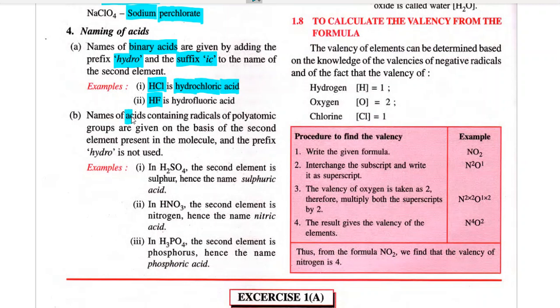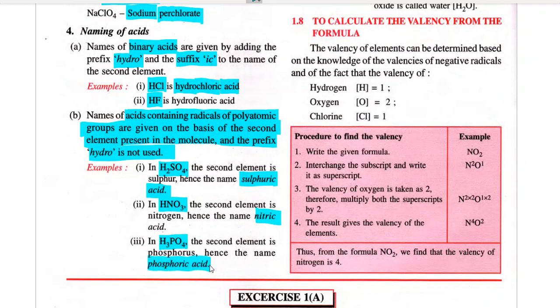But if the acids contain radicals of polyatomic groups, the names of these acids are given on the basis of the second element present in the molecule, and the prefix hydro is not used. Like if it is H2SO4, we have SO4 over here, which is a polyatomic radical. So hydro will not be used. So we'll name it in the context of the radical, which is sulfate. Hence the name is sulfuric acid. Here the suffix IC is used. So sulfuric acid. This will be nitric acid. We don't use hydronitric or something like that. Just nitric acid.